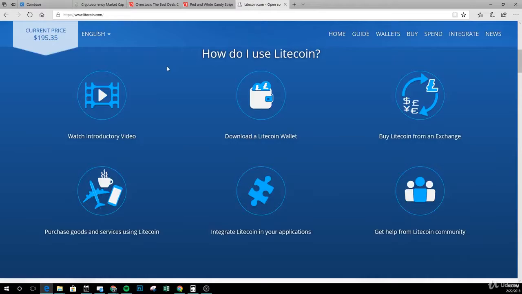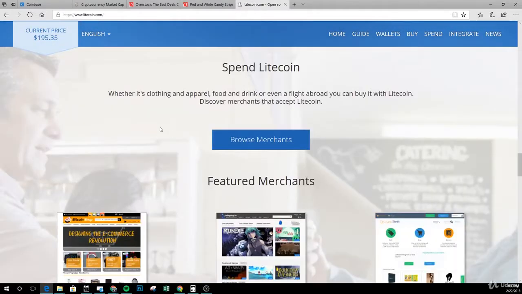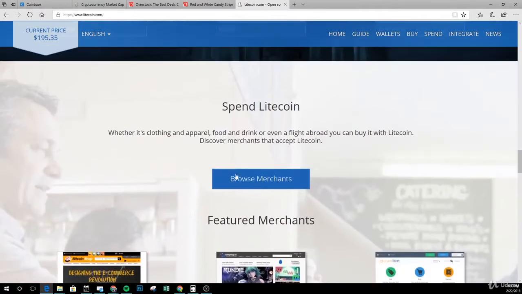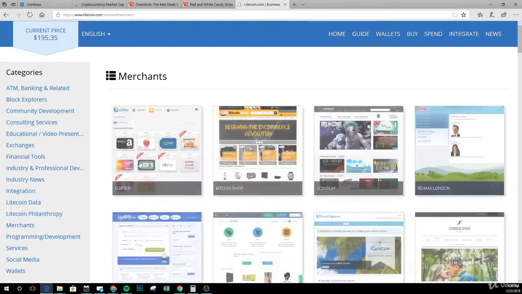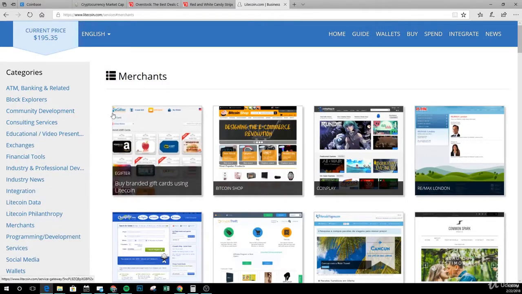So if you go over to litecoin.com, there's a lot of information here and guides. And if you scroll down from the homepage, you'll actually see featured merchants. These are merchants that accept Litecoin, and you can click on it and browse all of those different merchants. And there's tons of different categories like consulting services, educational services, industry news, social media, all kinds of different ways to spend Litecoin here.